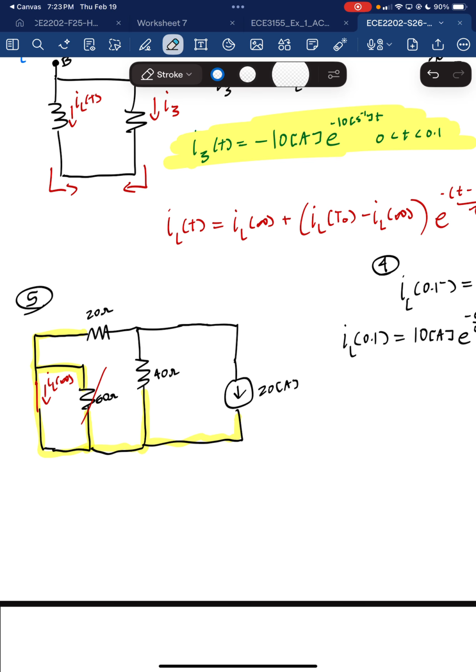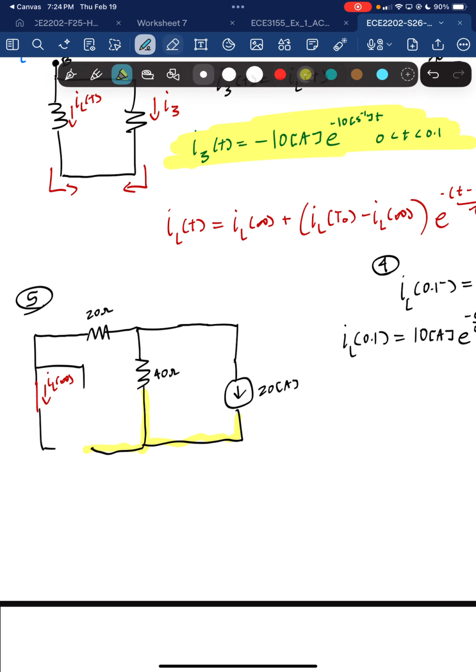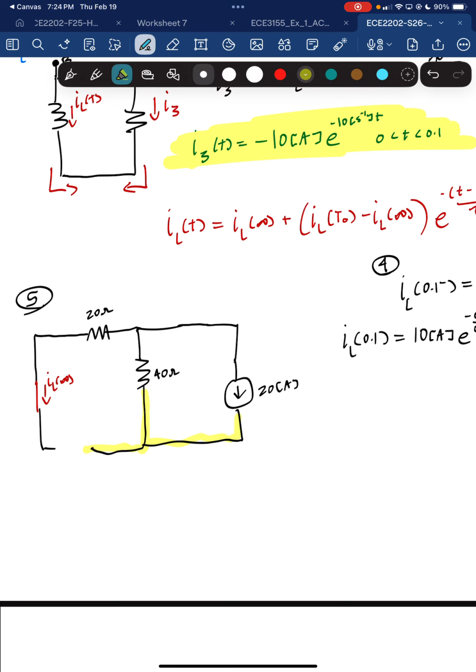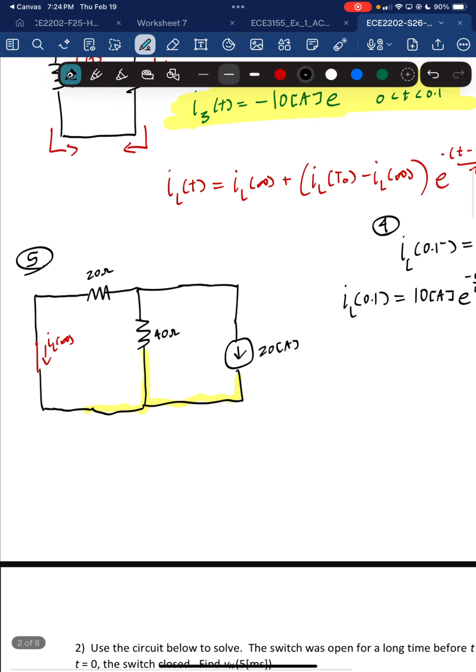So source transformation. Yeah, you could do source transformation, but that would require two equations to then solve for I of infinity. You do a current divider. You just have to be a little bit careful with this current divider. The other resistor is in the numerator, and there's some weird things going on with the sign here. You did a different one, node voltage.